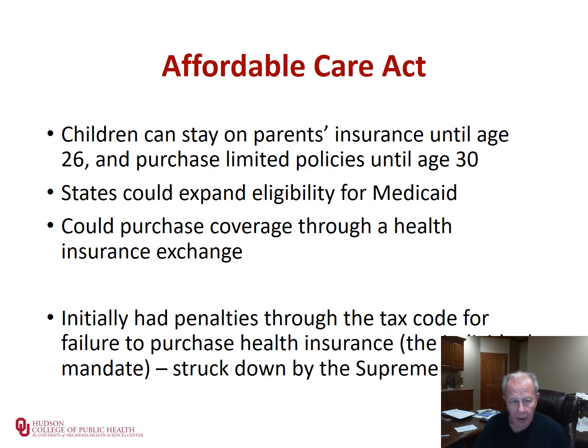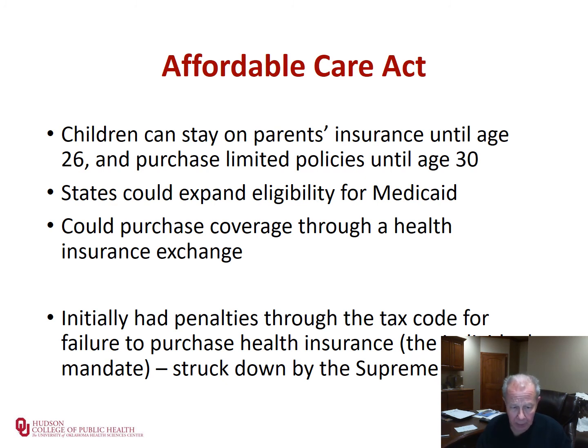A couple of things from the Affordable Care Act most of you are aware of. Children can stay on their parents' health insurance until the age of 26, and then young people between the ages of 27 and 30 can purchase some limited policies. States, remember, each had the opportunity to decide whether or not they wanted to expand eligibility for Medicaid. The benefit of doing that is that the federal match for expansion of Medicaid was 90%, but the state did have to pick up 10% of the cost. So one of the arguments for expansion of Medicaid is that the tax dollars that we pay that would have been used for expansion of Medicaid in Oklahoma go to other states that did decide to expand Medicaid. It allowed people to purchase health coverage through a health insurance exchange.